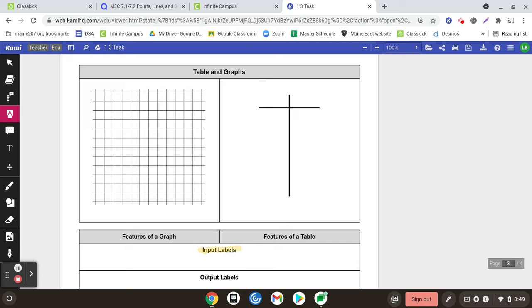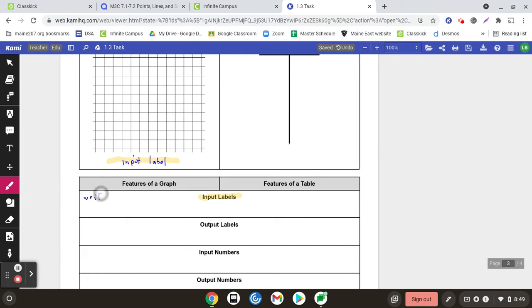I'll highlight that yellow. And on a graph, the input label will be down here. That's the horizontal x-axis. And on a table, the input label will be right here. That is the first column. So I am going to say that this is the input label on a graph, and it is written on the x-axis of the graph, which once again is the horizontal axis.